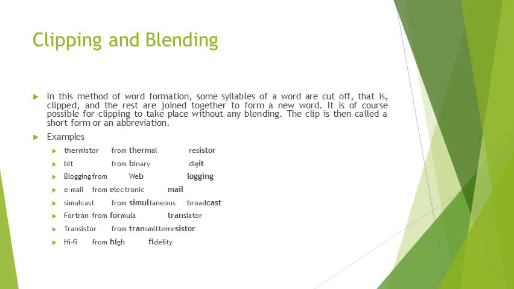Resistor and thermal. Thermal and resistor. These are words that went through the operations of clipping and blending, and the resulting string from that is thermistor. So therm there comes from the first syllable in thermal. So therm there is added to zistor in resistor.